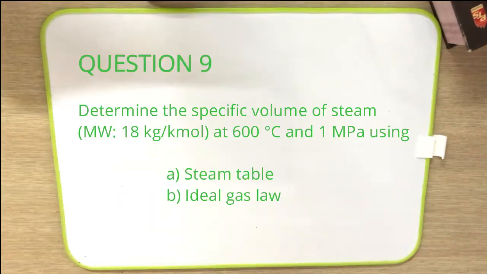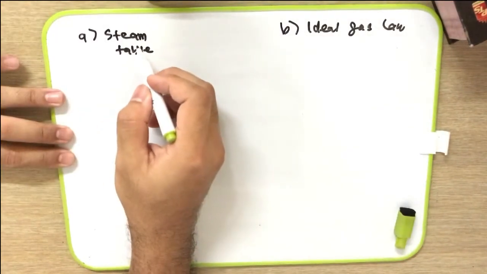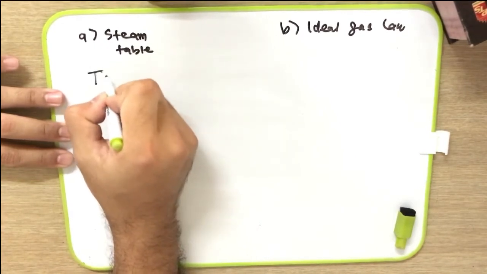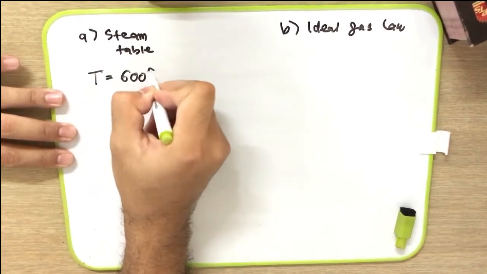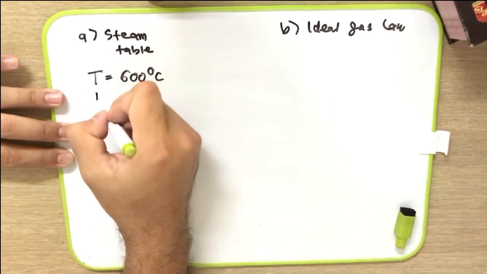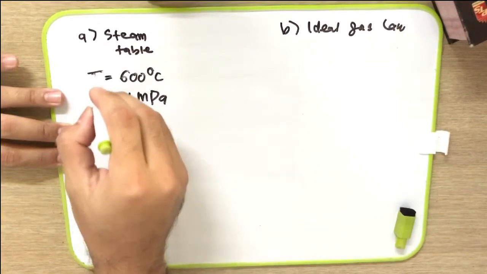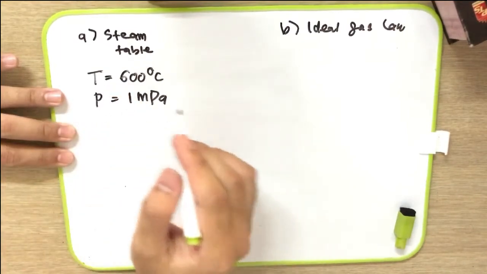Alright, next, the last question. Determine the specific volume of steam with molecular weight of 18 kg per kilomole at 600 degrees C and 1 megapascal using A. Steam table, B. Ideal gas law. Okay, first we look at the steam table. So you are given with info of temperature 600 degrees C and also the pressure is equal to 1 megapascal. Because you are given with both temperature and pressure, you can choose which one to use.